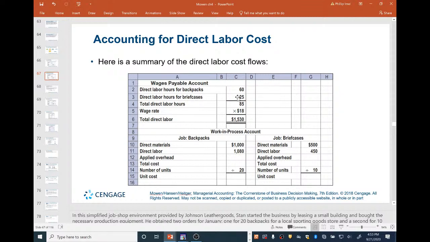So now all we have to do is just put wherever the direct labor belongs based upon the job. For backpacks, we have 60 hours at a rate of $18, which will be $1,080 for the direct labor. Next, we have 25 direct labor hours for the briefcases at 18 an hour, which gives us $450. Everyone's seeing how the labor is moving into it now, based upon the overall hours multiplied by the rate of each job. We're punching that in on the work in process account. That makes sense how it's flowing.